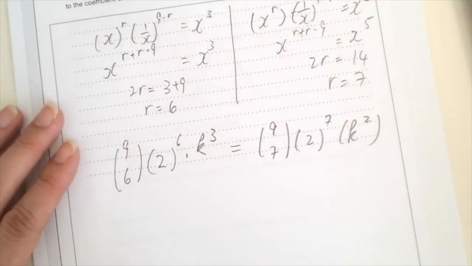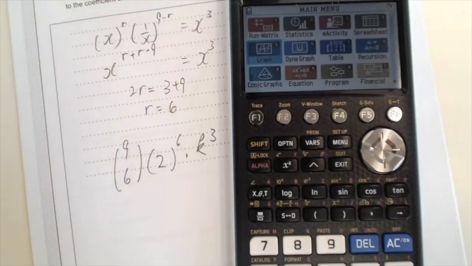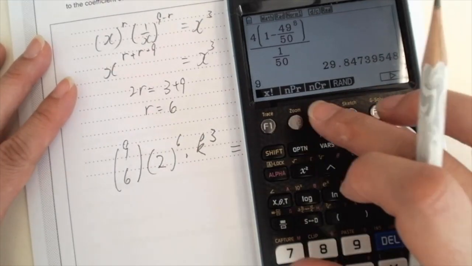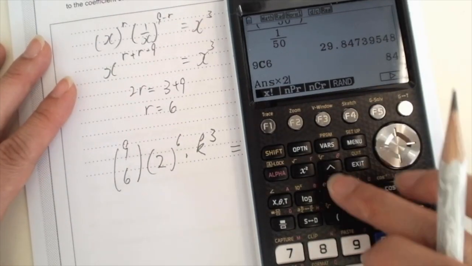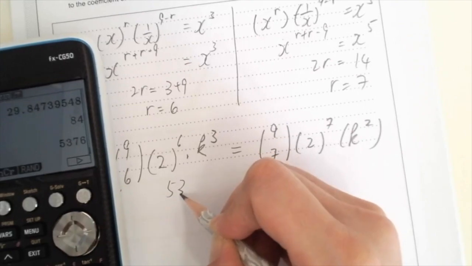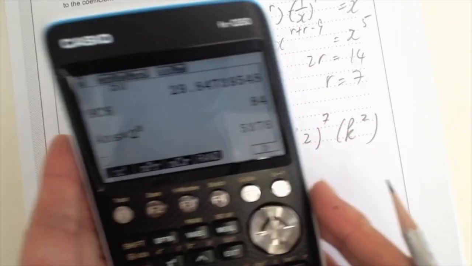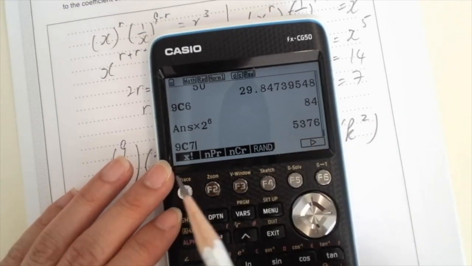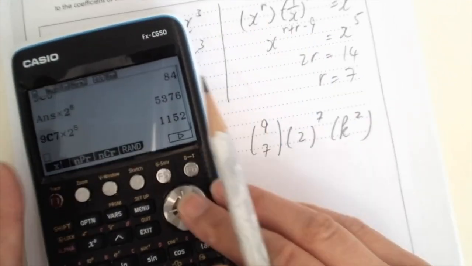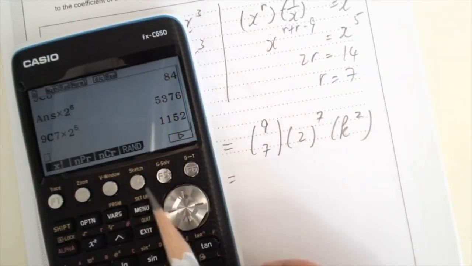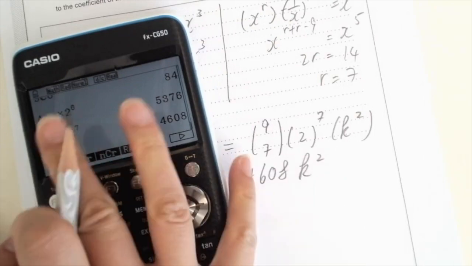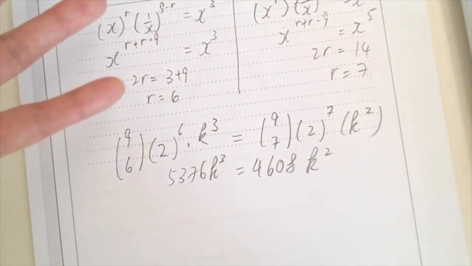So rearranging it a bit. Let's go back to here. nCr, where's the nCr option? Probability. So 9C6 is 84 times 2 to the power 6, so we have 5376 k cubed equals, do the same thing, 9C7 times 2 to the power 7. I like this calculator, I can fix it. So I have that one here, it's 4608 k squared. Usually I cancel it, but then I'll do the right thing.